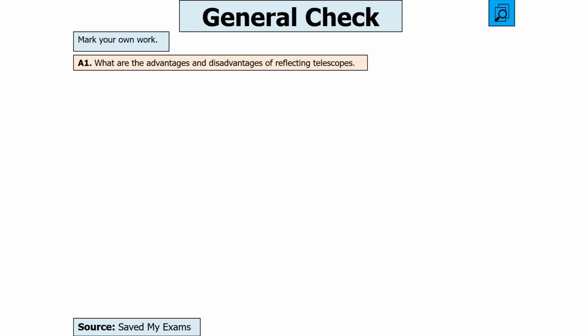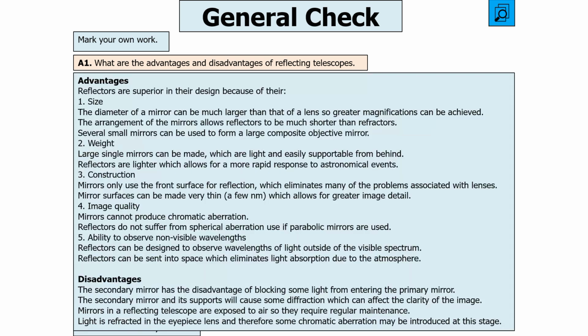Right, in this next question, we can link it through to the different parts of the reflecting telescope. So the advantages are, firstly, their size. The diameter of a mirror can be much larger than that of a lens, so greater magnifications can be achieved. The arrangement of the mirrors will also allow reflectors to be much shorter in length than refractors, because several small mirrors can be used to form one large composite mirror.